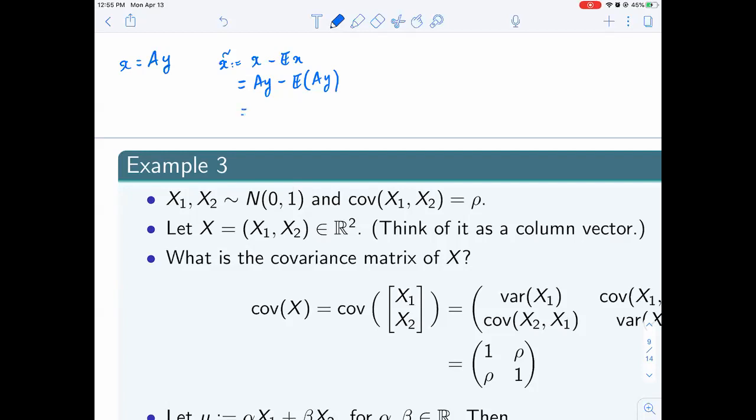So can you say what would happen here? Expectation of AY is A times expectation of Y, so you can take out A. Yes, okay. Then what? And factor A. Yes, I'm going to call this y tilde. Remember, this is the centered version of y.